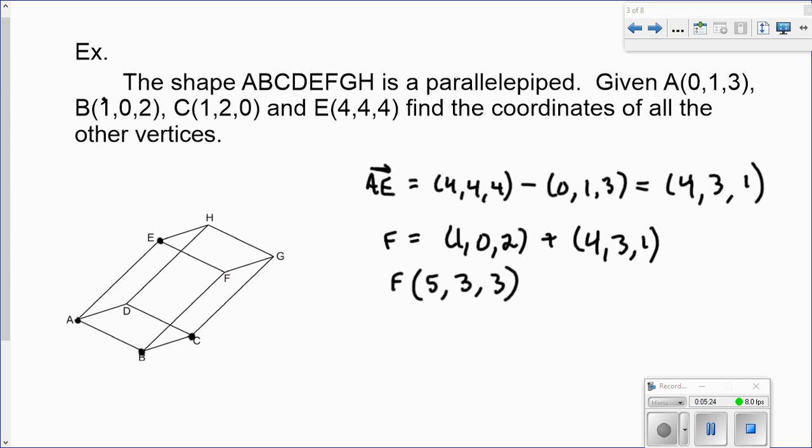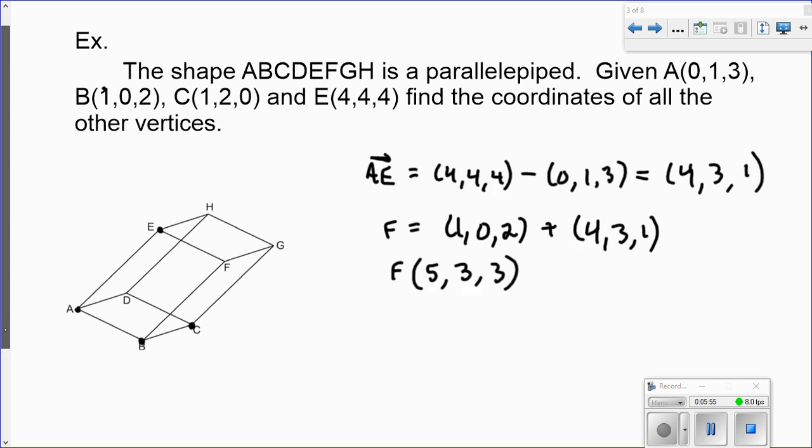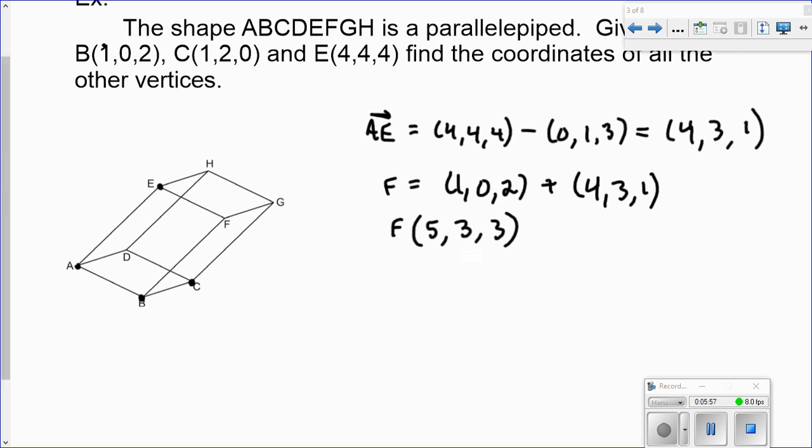The concept here is that I find F by understanding that it's a parallelepiped, and if I can find the corresponding equivalent side, in this case vector AE, I just add that vector to B as my start point. Using the same direction vector represented by AE lands me at point F here, and I get the point 5, 3, 3.